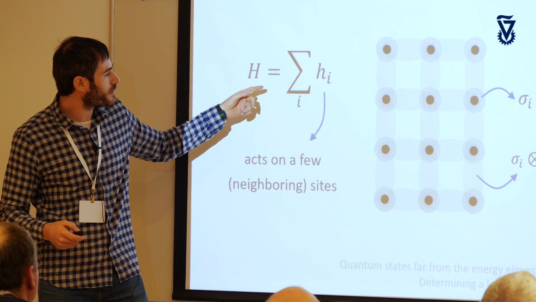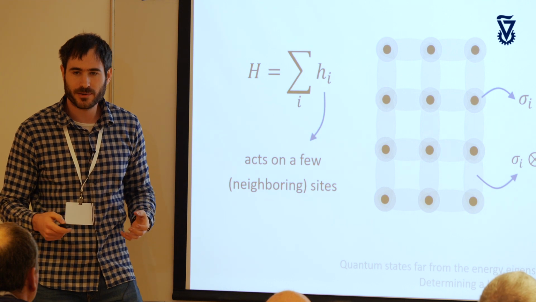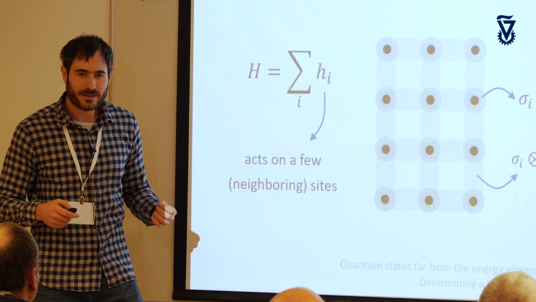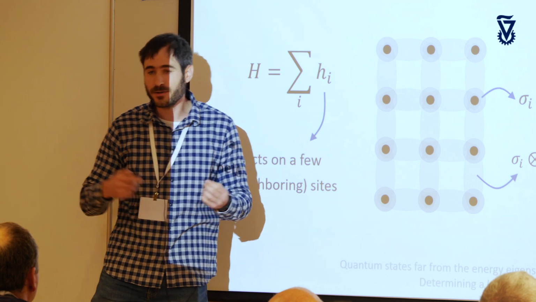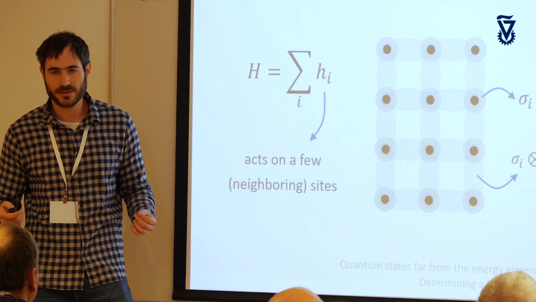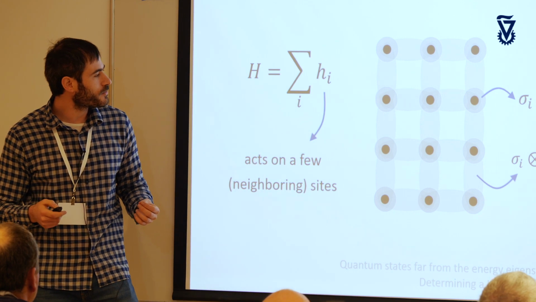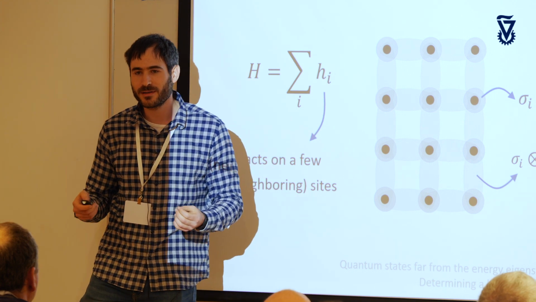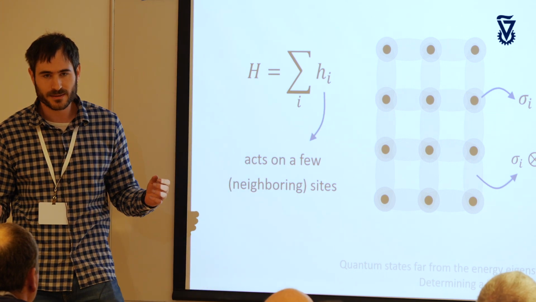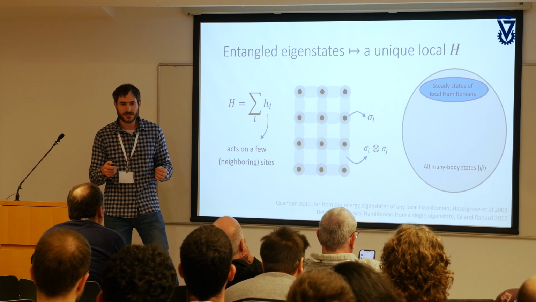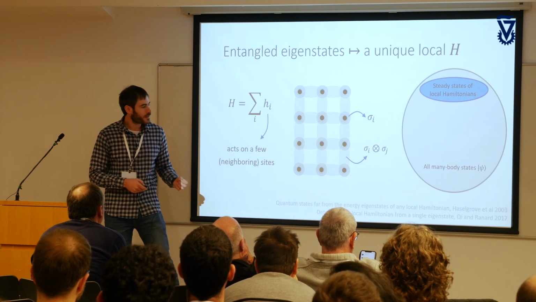The space of local Hamiltonians grows only polynomially with the number of qubits. On the other hand, the space of all quantum states is huge. It grows exponentially with the number of qubits. So if you're lucky enough to encounter a steady state of a local Hamiltonian inside this huge Hilbert space, you don't expect it to be a steady state of another local Hamiltonian.